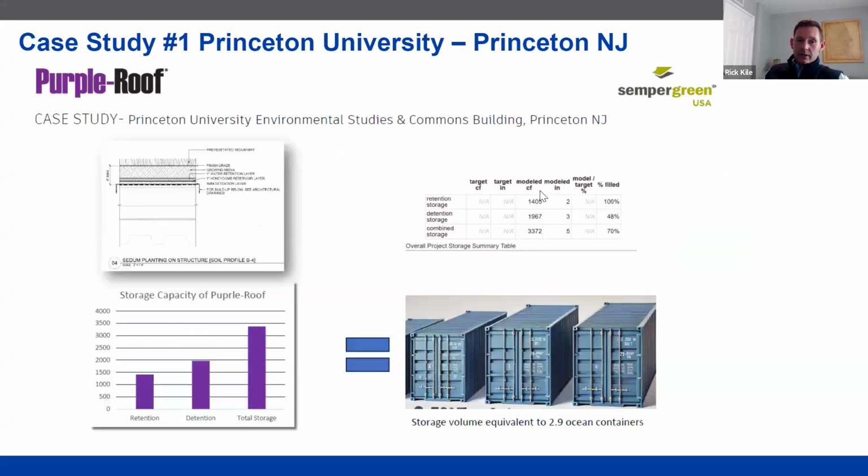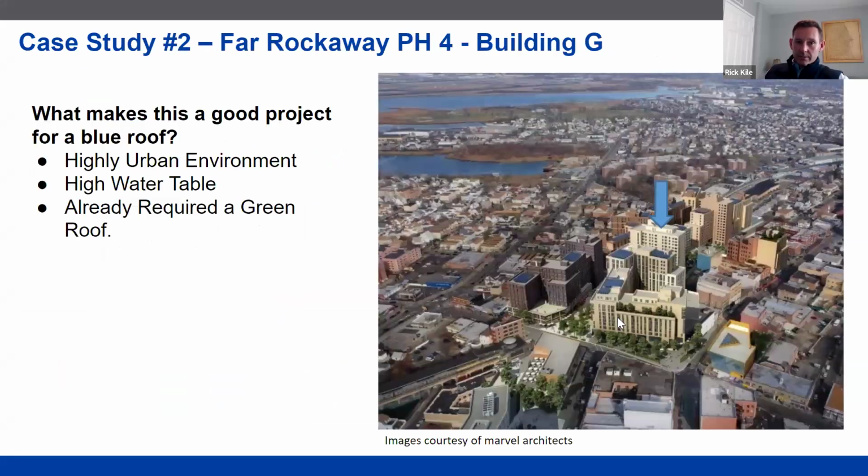So significant reduction there. If we don't like milk jugs, I think freight line containers is another really good visual. But almost 3 freight line containers worth of water stored, managed on this project. So really, really impressive here at Princeton. Case study number 2 is our Rockaway.